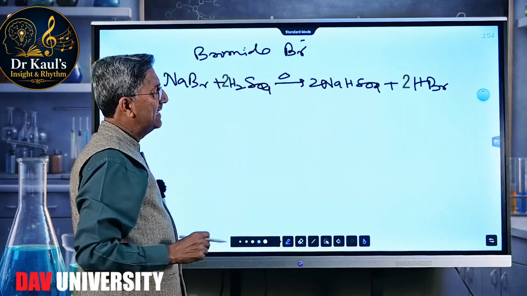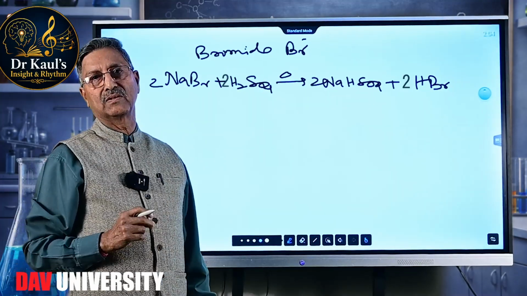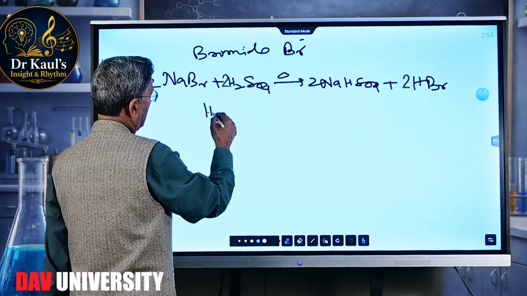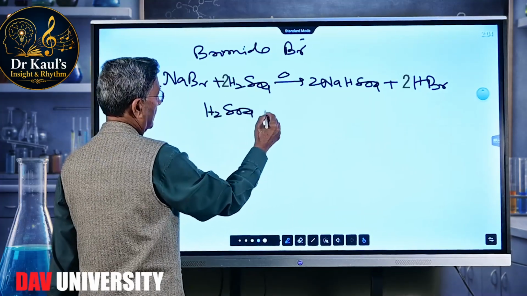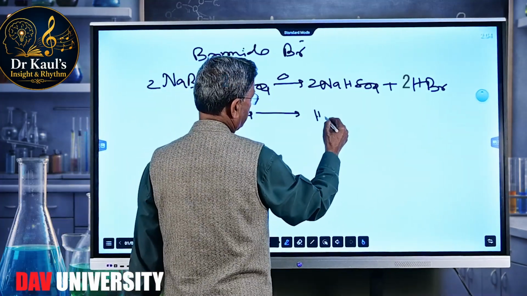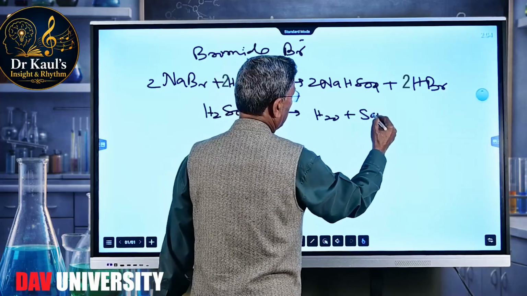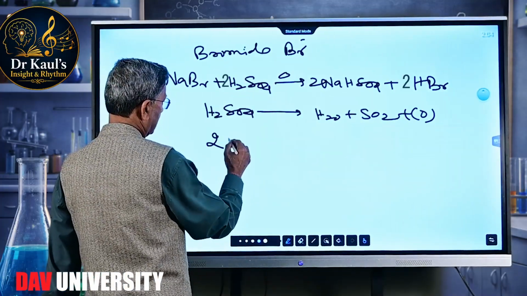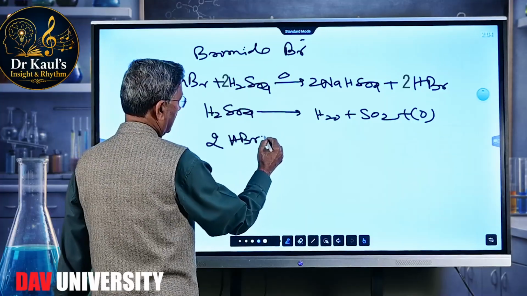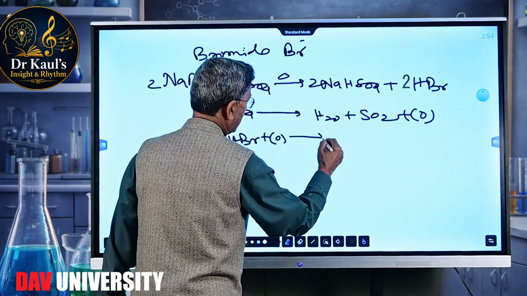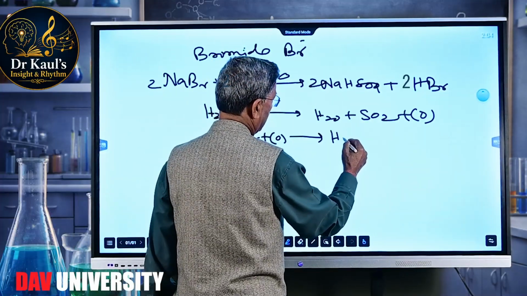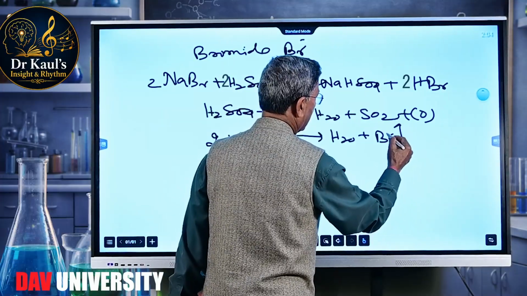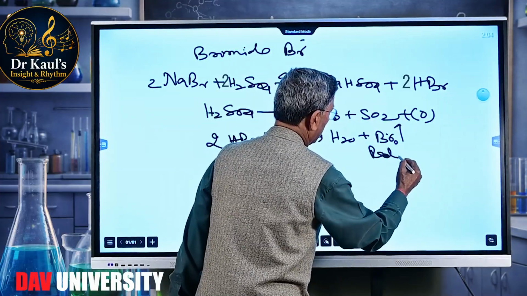This HBr is now oxidized with sulfuric acid. How? H₂SO₄ gives us water plus sulfur dioxide plus nascent oxygen. This nascent oxygen now reacts with HBr, oxidizes it, and bromine gas is liberated. Now, this bromine gas is reddish brown.